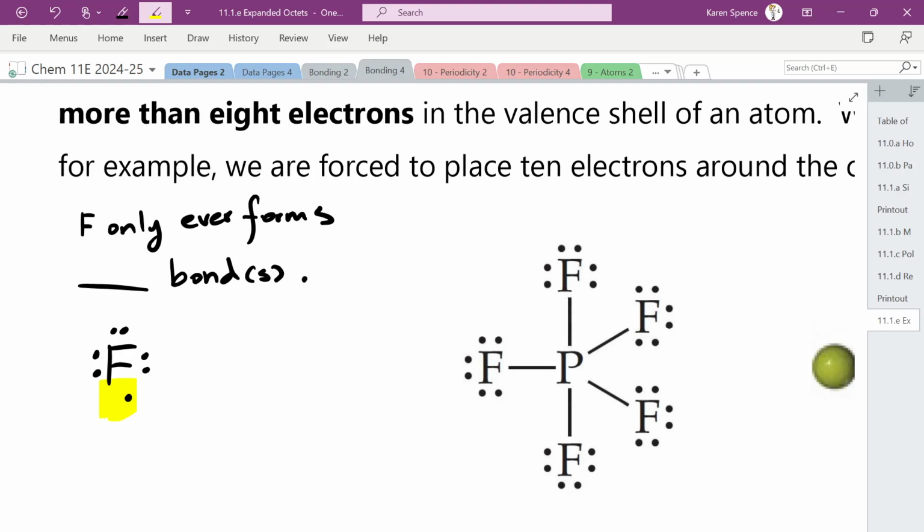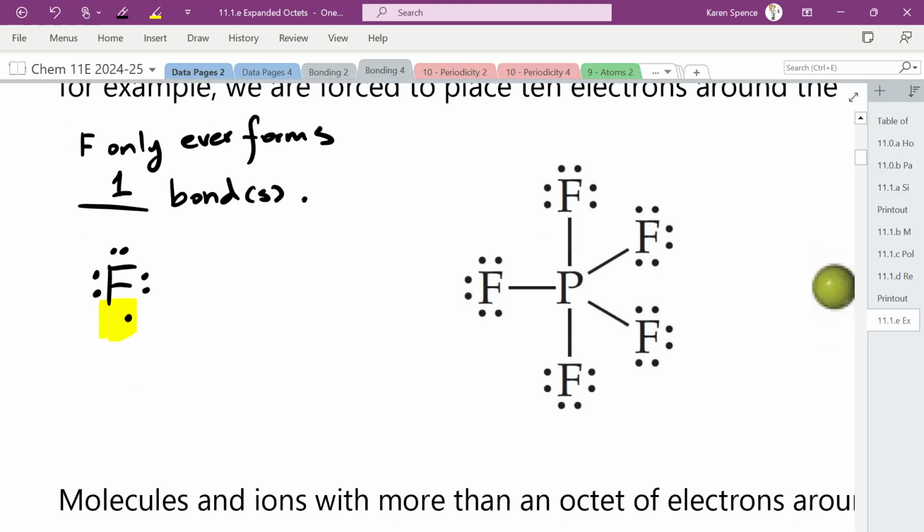So what do you guys think? It only ever forms 1 bond. The other halogens can't usually only form 1 bond, but they can form more because they are in row 3 or below.